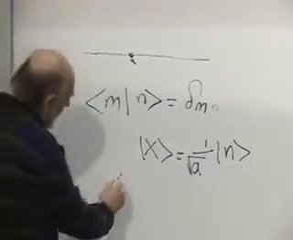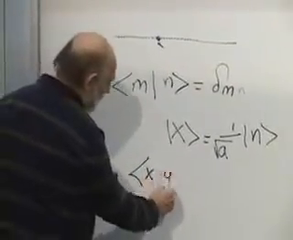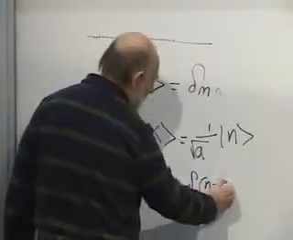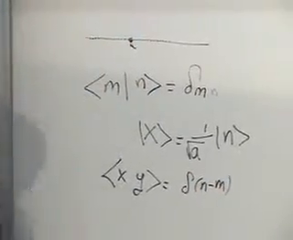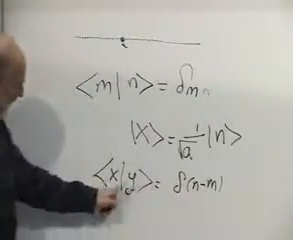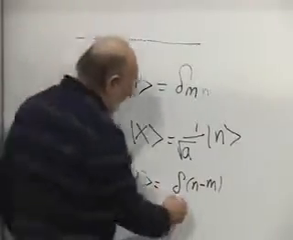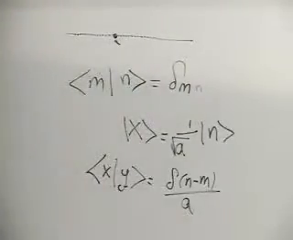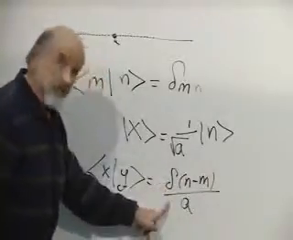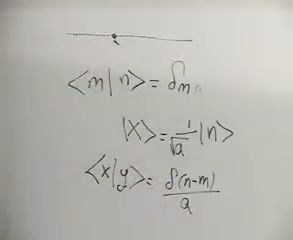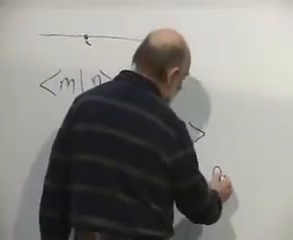But then if you take the inner product of x with y, what you'll get is delta of n minus m, where y corresponds to the mth site and x corresponds to the nth site, divided by a. Well, when a gets to be a very, very small number, this inner product becomes infinite, or just very large. And that's the limit in which this becomes delta of x minus y.